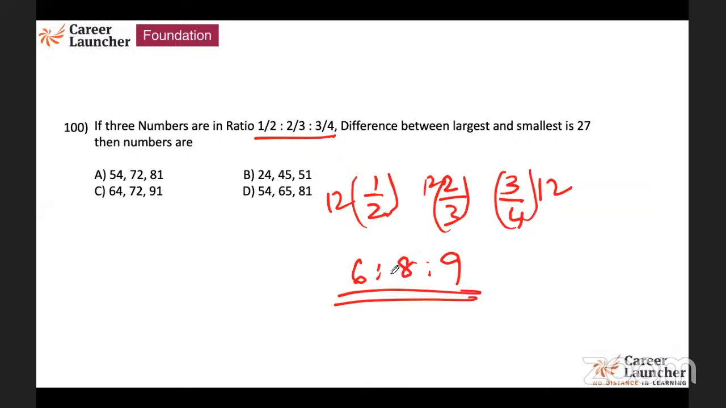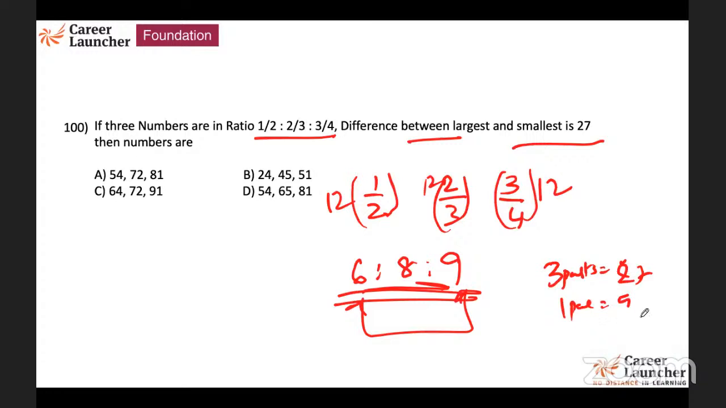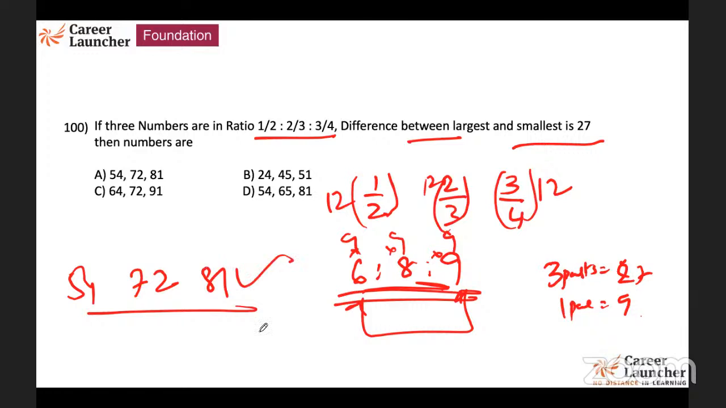Now look at it. The difference between the largest and smallest is 27. These are 6K, 8K, 9K. 3 parts is 27. That means 1 part is 9. So multiply everything by 9. I will get my answer. So 54, 72, and 81. These have to be the other answers.